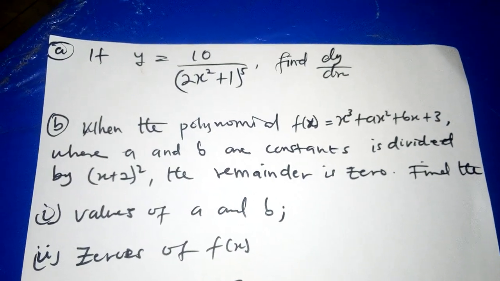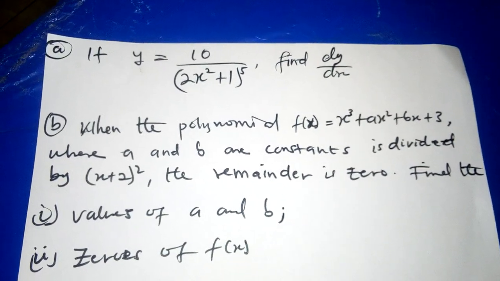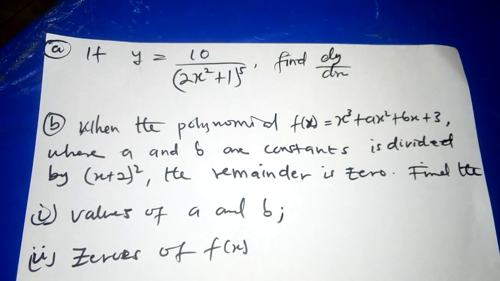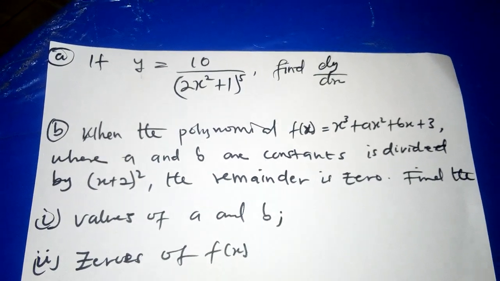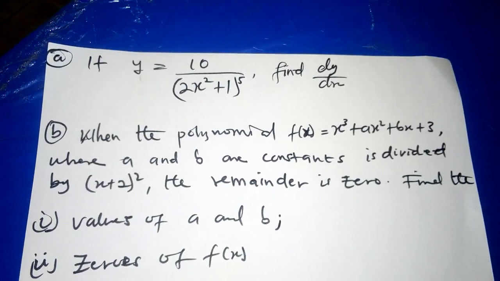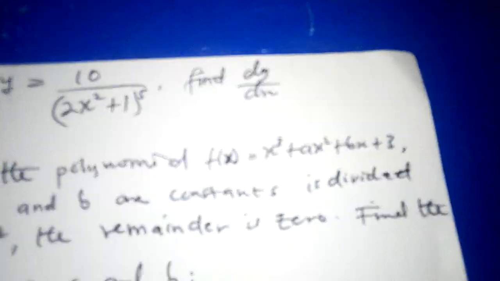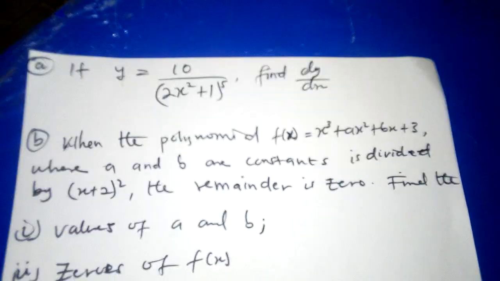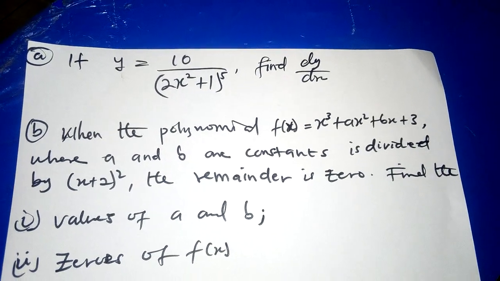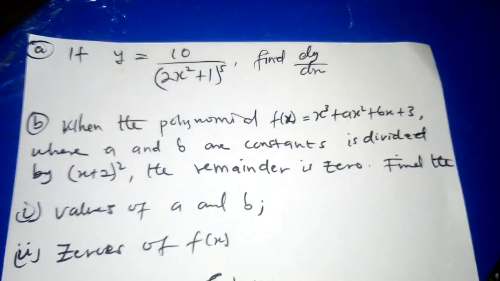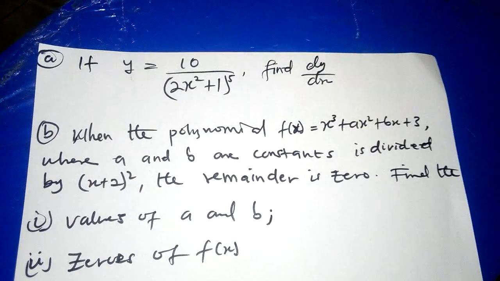The first question is asking us to differentiate the function y is equal to 10 over (2x squared plus 1) all to the power 5. And the second question is a polynomial with degree 3. It's saying that if f of x is equal to x cubed plus ax squared plus bx plus 3, and a and b are constants, when we divide that function by the factor (x plus 2) to the power 2, the remainder is 0. We are supposed to find the values of a and b and the zeros of f of x. So let's jump straight in.